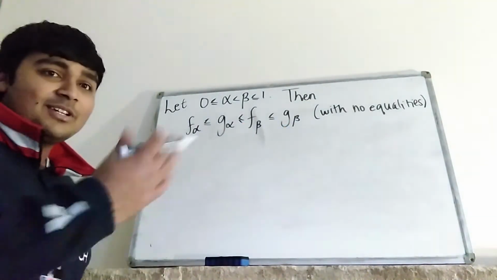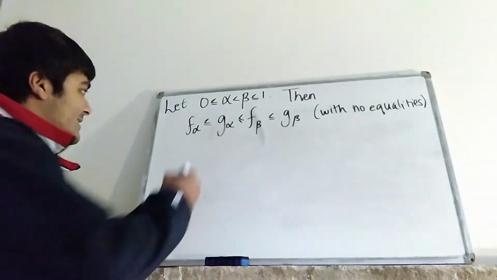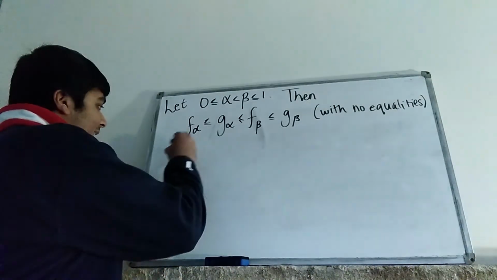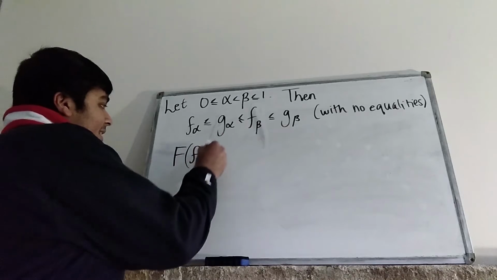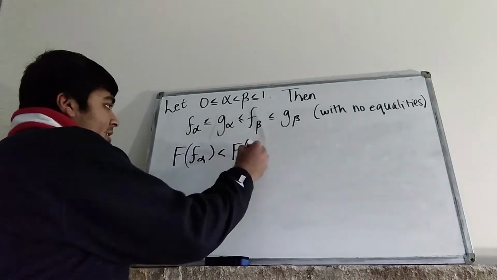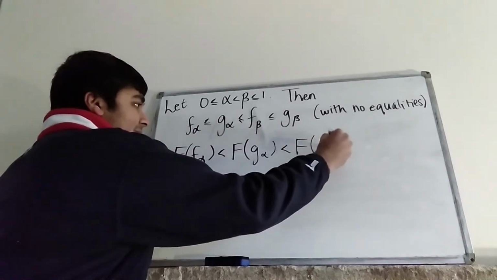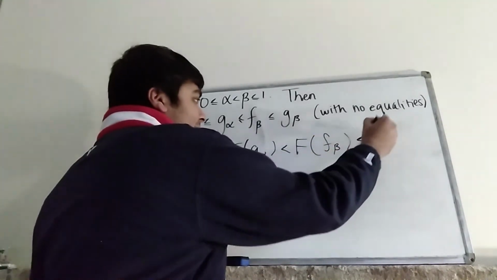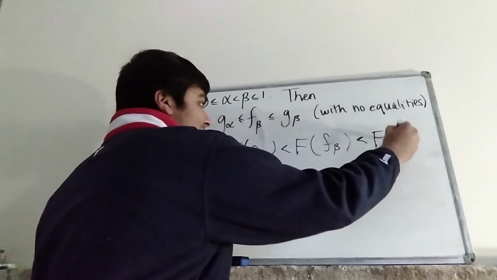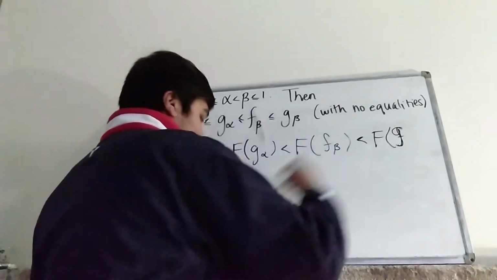Okay, and thus, because we're assuming some capital F exists, we have capital F of alpha is strictly less than capital F of g of alpha, which is strictly less than capital F of beta, which is strictly less than capital F of g of beta.